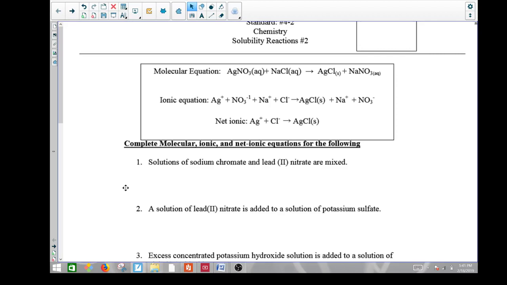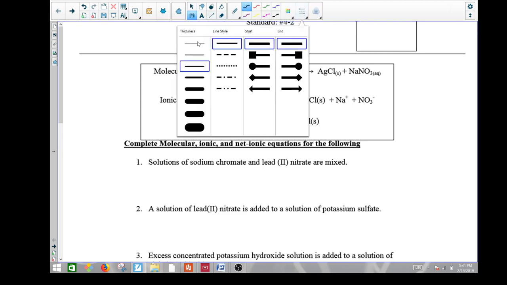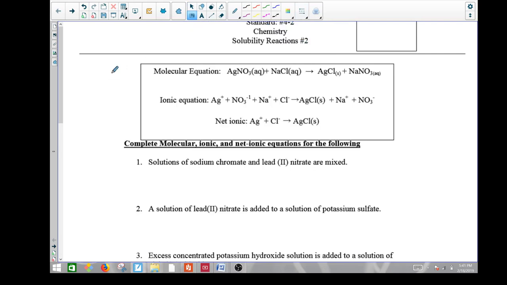Good afternoon, this is Schweitzer, and this is a few workbook problems looking at just some ins and outs of solubility reactions. All right, first things first. So we've already done some of these hopefully, but it says sodium chromate and lead nitrate are mixed together. So it wants the molecular, ionic, and net ionic equations.